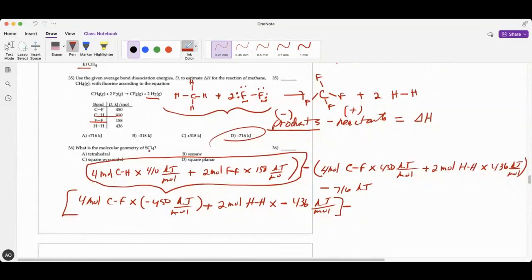What is the molecular geometry of sulfur tetrachloride? B. Oh, B. So sulfur tetrachloride, that would be B. So let me show you guys.